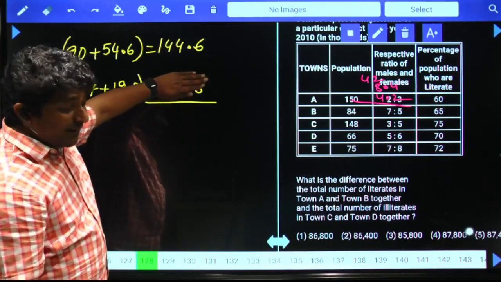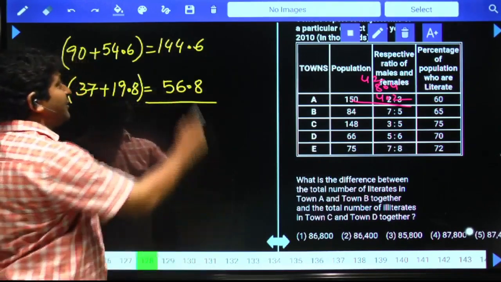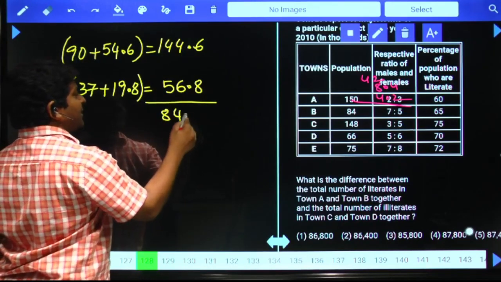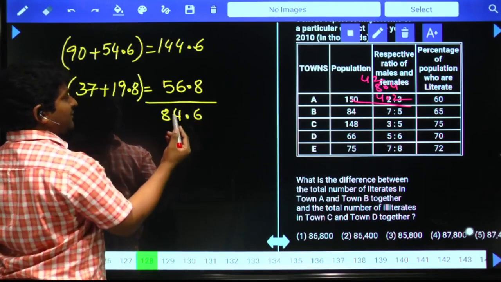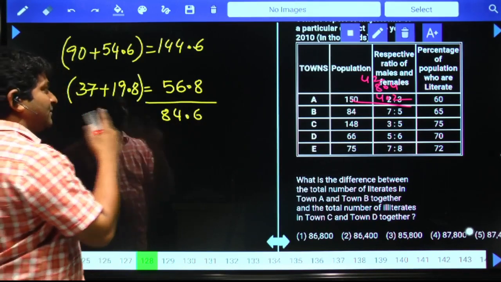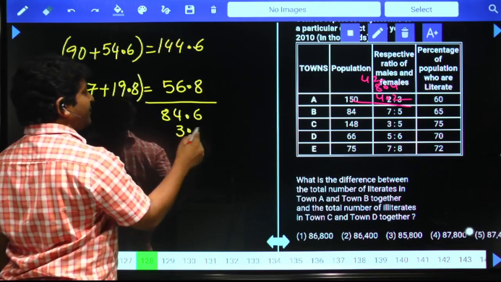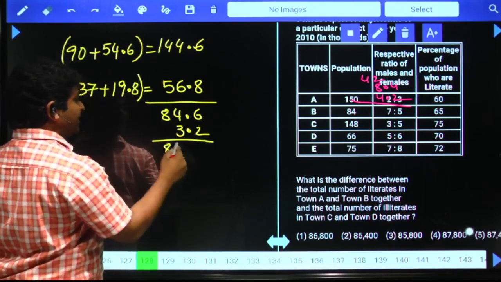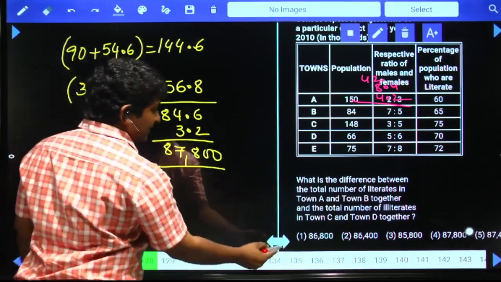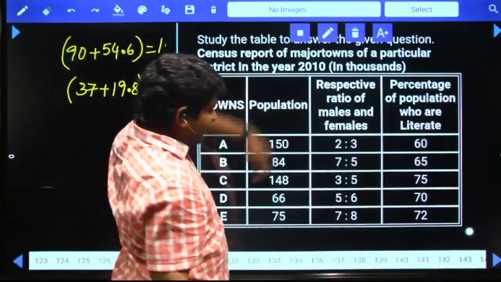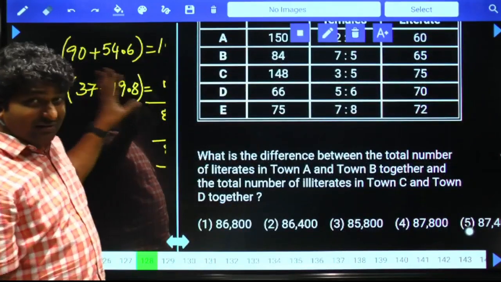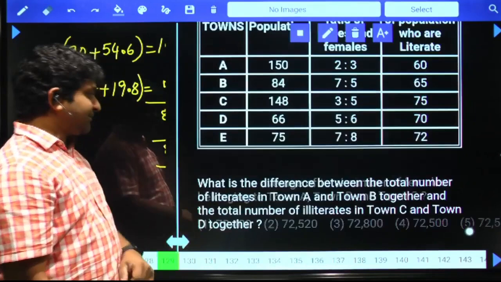Instead of this, let us subtract 60. We will add 3.2 later. When you subtract 60, that becomes 84.6. To this number, we need to add 3.2. When you add 3.2 to this number, it becomes 87.8 thousands. That is 87,800. 87,800, fourth option answer. I'm sorry, simplification made some mistakes.